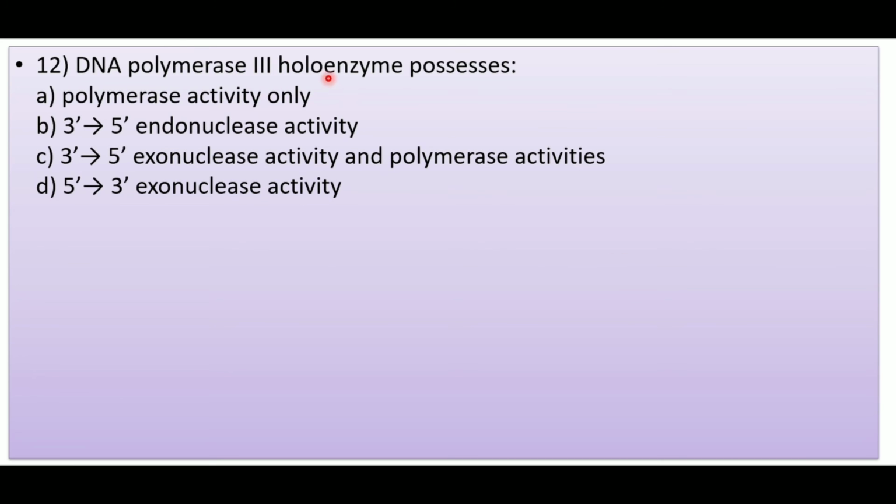DNA polymerase 3 holoenzyme has: polymerase activity only, 3'-5' endonuclease activity, 3'-5' exonuclease activity and polymerase activity, or 5'-3' exonuclease activity. So the right answer is C, 3'-5' exonuclease activity and polymerase activity.